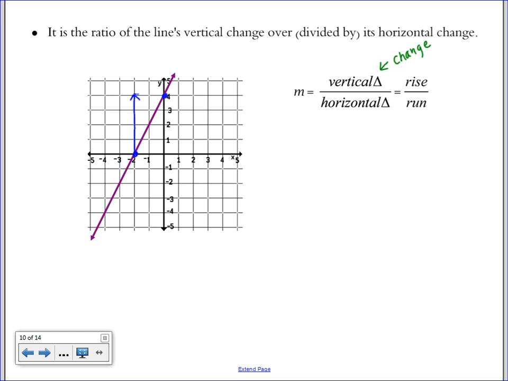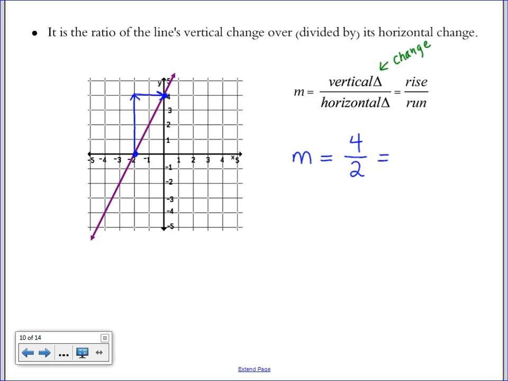And then how far do I have to run? Run is a sideways motion, right? We run from left to right. So I'm rising 4 and I'm running 2, which means that's my slope. And usually m is used to represent slope. My slope, the constant, is going to be a rise of 4, or a vertical change of 4, divided by a run of 2, or a horizontal change of 2. So between 2 points on this coordinate plane, I have to rise 4 and run 2.